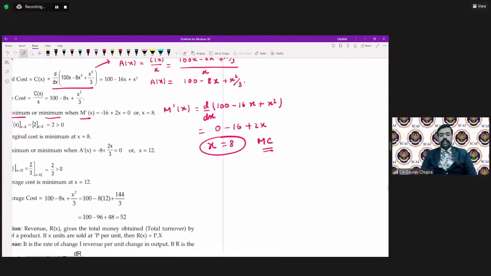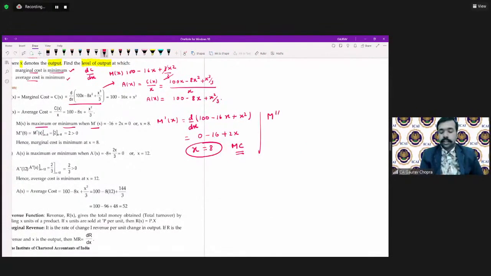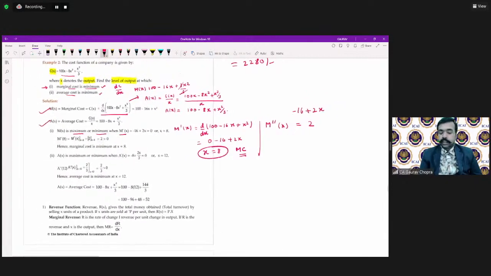So how to check this? For checking this, what we have to do? We have to again find out the double derivative, that is m double dash x, minus 16 plus 2x. If we find out the derivative of this part, what will come? Derivative of 2x will be 2. And since 2 is greater than 0, the result will be x is equal to 8. So x equal to 8 is the marginal cost and it is the minimum marginal cost.